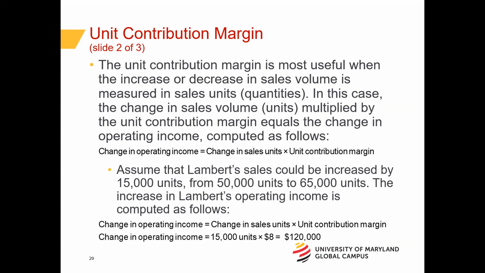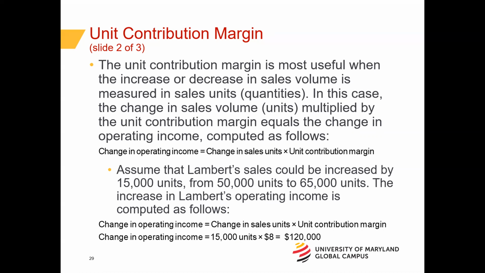So let's take into consideration our company. Sales could be increased by 15,000 units, from 50,000 to 65,000 units. In other words, I can sell an additional 15,000 units. We started at 50, now we're up to 65. What is the impact on the change of operating income?